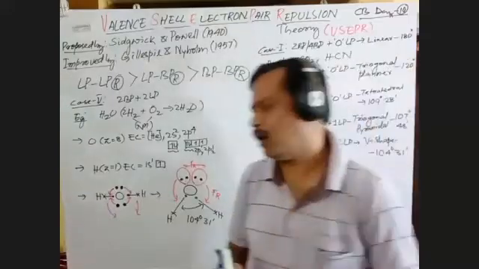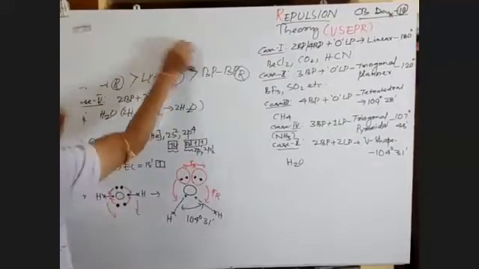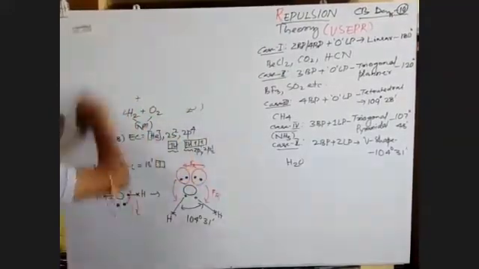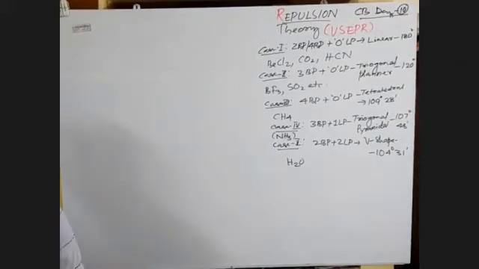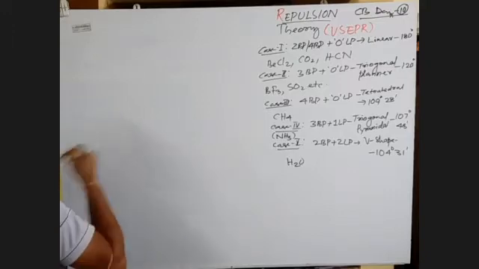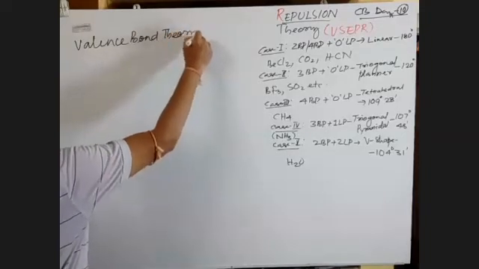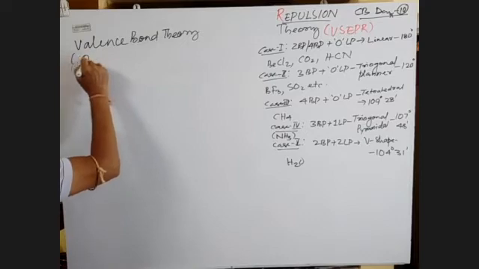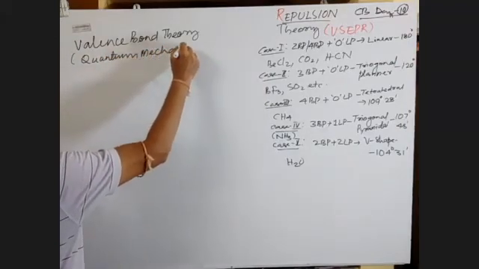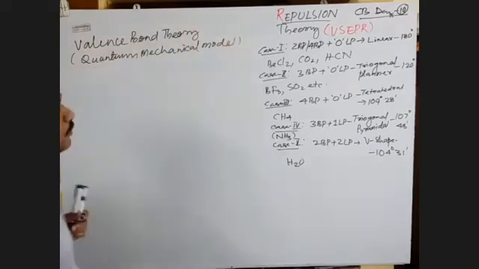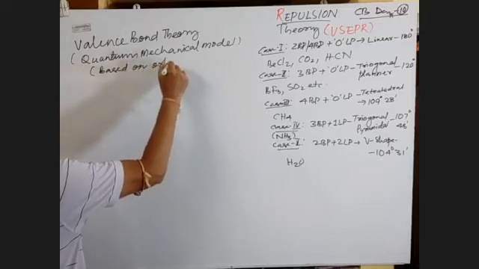This is proposed by Linus Pauling. In 1954, he proposed another theory which we call Valence Bond Theory, which explains bonding based on the quantum mechanical model, which means based on orbitals.